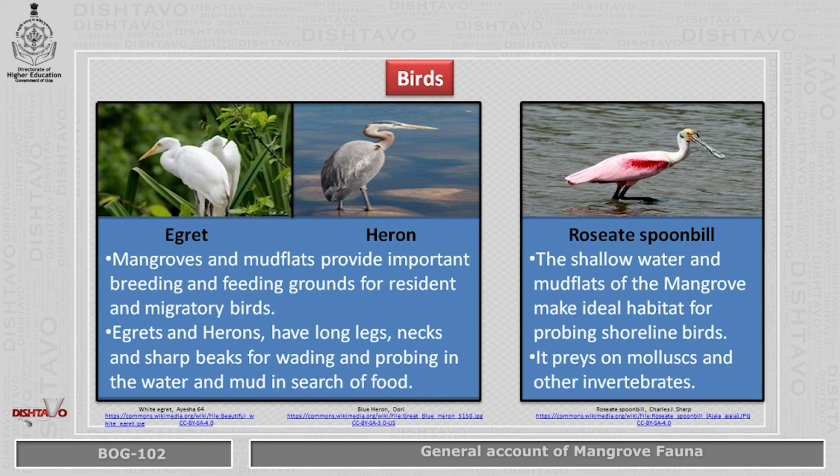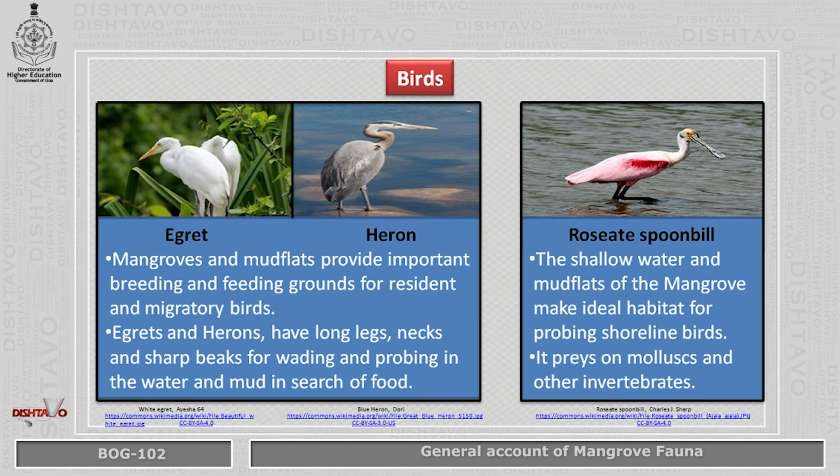The birds found in the mangrove forest are egret, heron and roseate spoonbill. Mangroves and mudflats provide important breeding and feeding grounds for resident and migratory birds. Egrets and herons have long legs, necks and sharp beaks for wading and probing in the water and mud in search of food. The next is the roseate spoonbill.